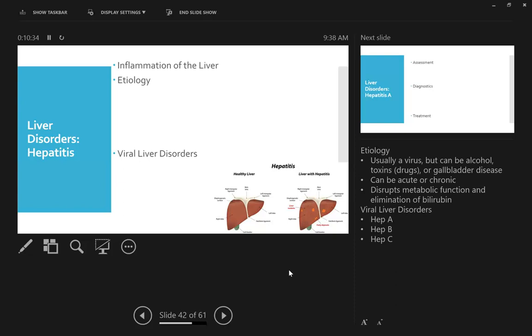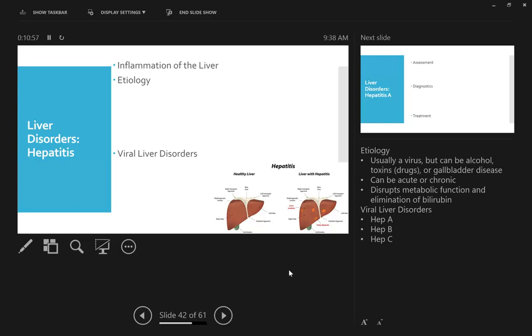Okay, this next slide, we're going to look specifically at hepatitis, which is inflammation of the liver. This is usually going to be caused by a virus, but can be caused by alcohol, other toxins, or even gallbladder disease. It is known to be either acute or chronic. People can have chronic hepatitis, where they have hepatitis C or B their entire lives.